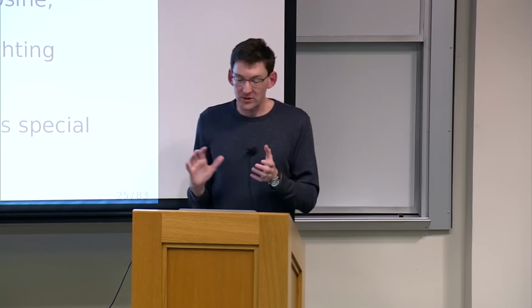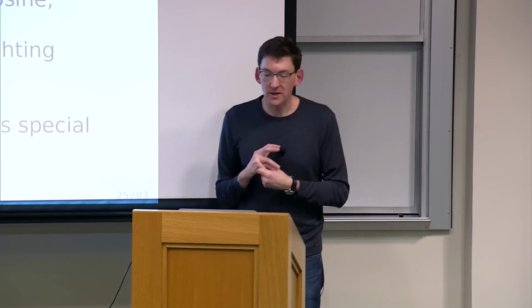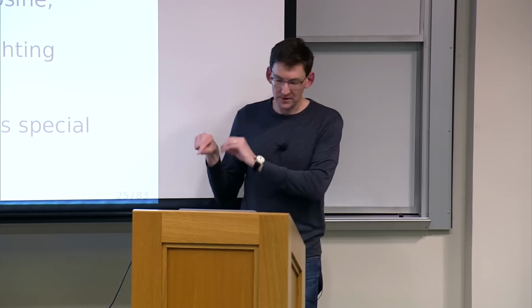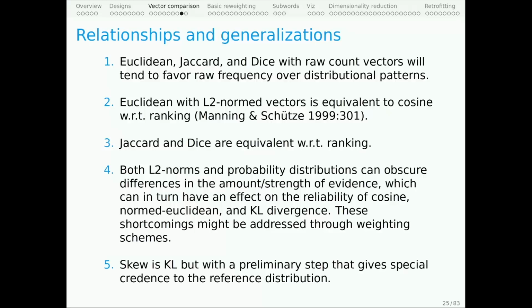So that's kind of nice, because once you've normalized your space, it doesn't matter whether you pick Euclidean or cosine. Jaccard and Dice are equivalent with regard to ranking. You can probably see that if you look at their two definitions. They just have slightly different denominators. Both L2 norms and probability distributions can obscure differences in the amount or strength of evidence, which can in turn have an effect on the reliability of cosine, normed Euclidean, and KL divergence. And then skew, which I showed you briefly, is KL, but with a step that lets you give special credence to the reference distribution. Any other questions or comments?